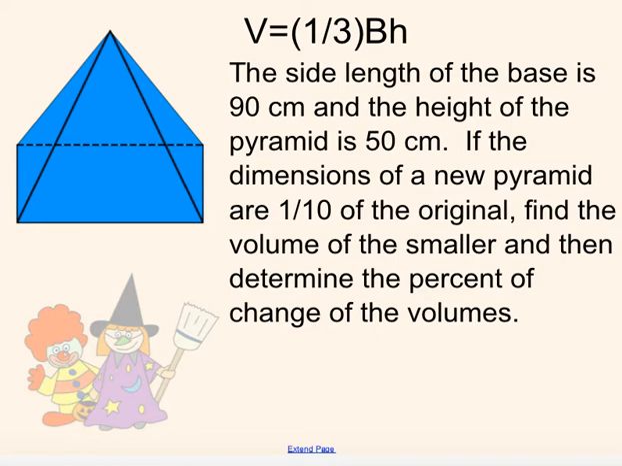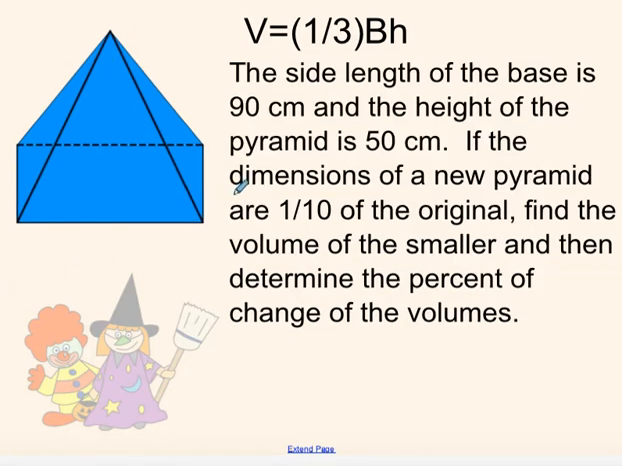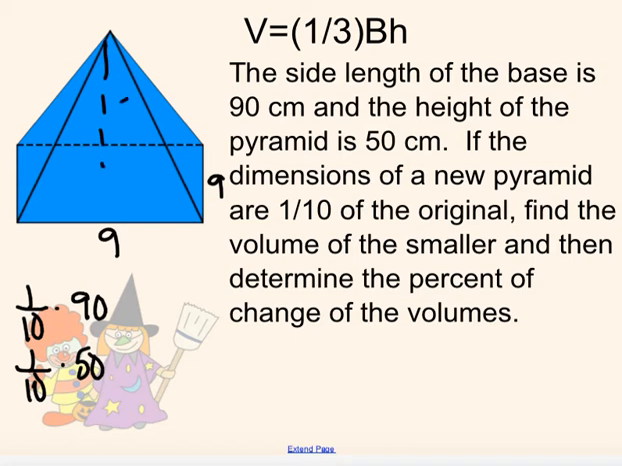Okay, so we're back to this one that we had earlier that's very similar to this. We have side lengths of 90 by 90, a height of 50, but this one says if a new pyramid has dimensions that are 1/10 of the original dimensions, find the volume of the smaller and determine the percent of change of the volumes. Okay, and we'll show that as a fraction. So instead of having 90 by 90, I want 1/10 of 90, which means that my side lengths are just 9. And I want 1/10 of 50, which means my height is just 5.